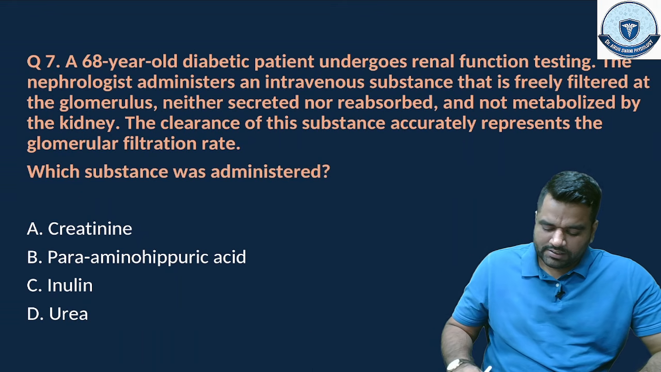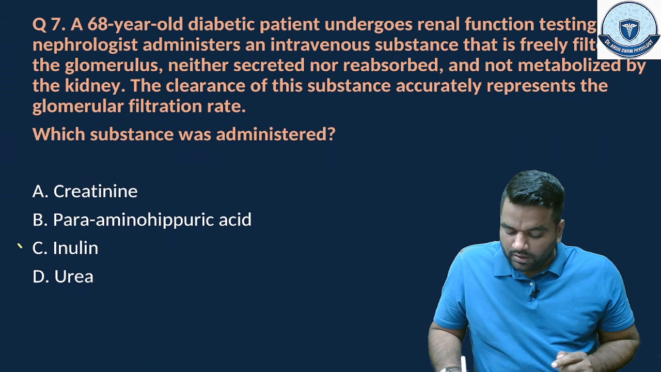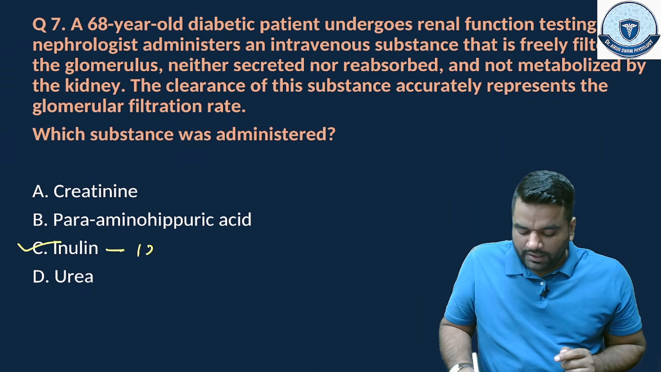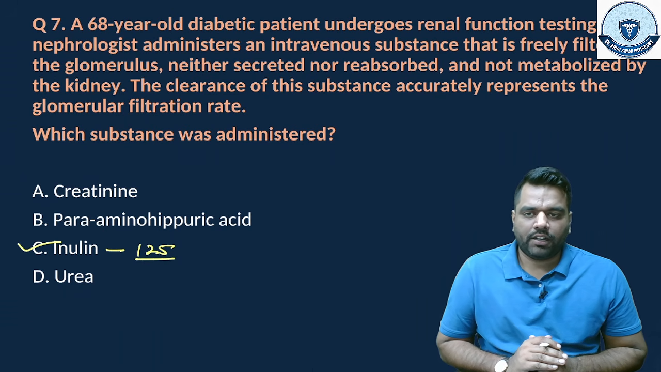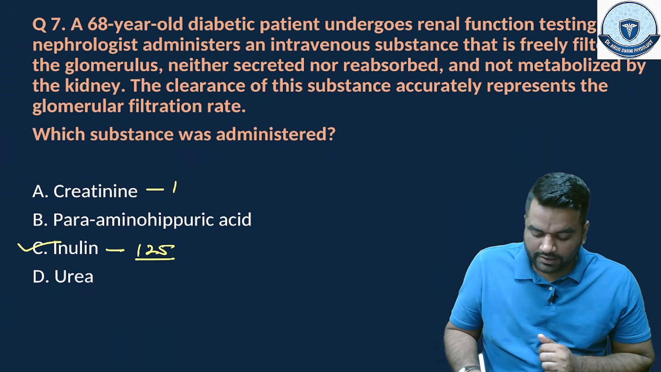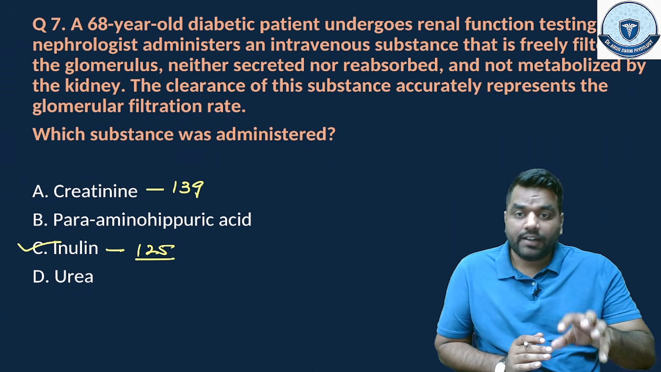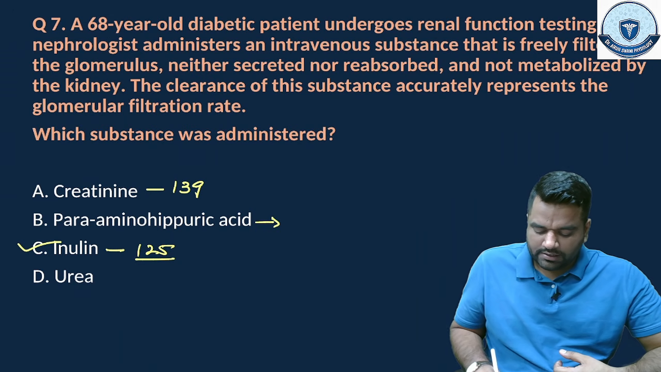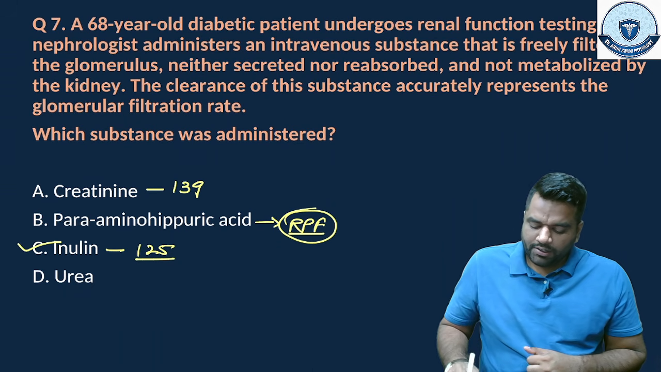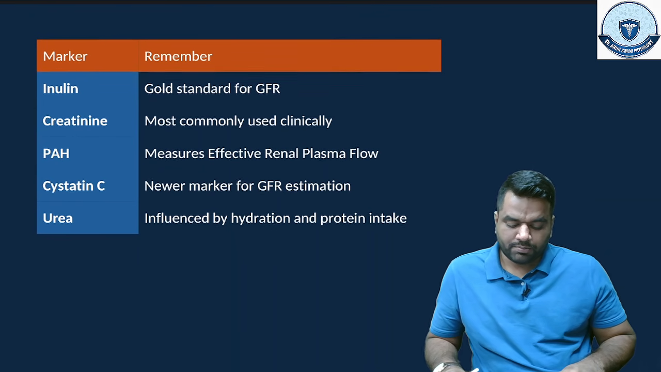Guys, this is actually your inulin. The clearance rate of inulin is exactly like the GFR, which is 125 per minute, right? What is the clearance rate of creatinine? That is 139. Initially creatinine will be filtered, and later the remaining part will be secreted. Para-aminohippuric acid is responsible for renal plasma flow, and urea clearance is around 70, right? So please remember this part.